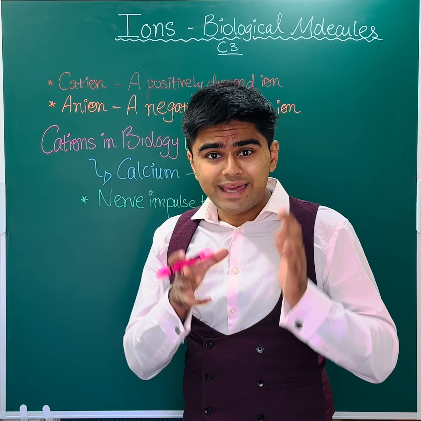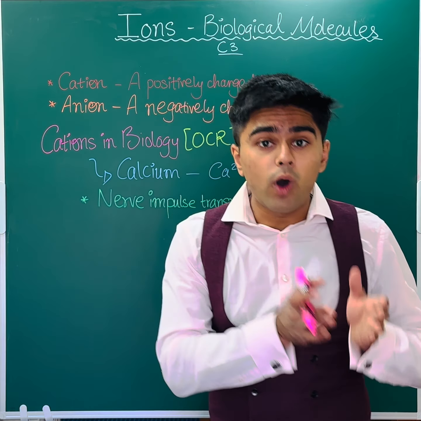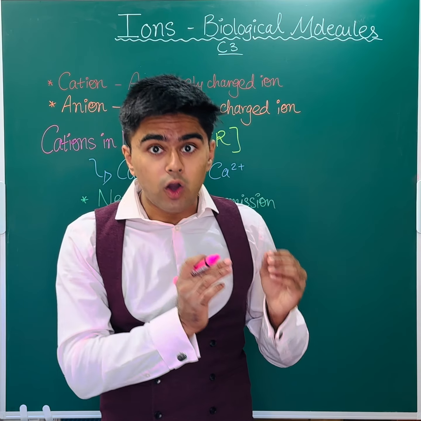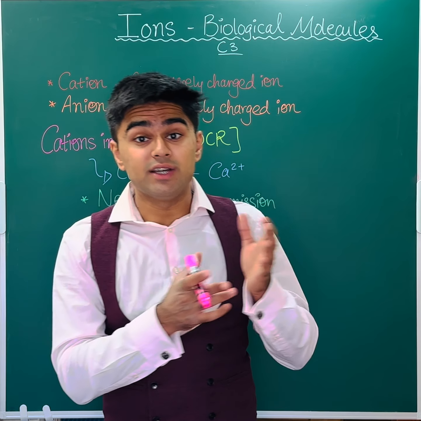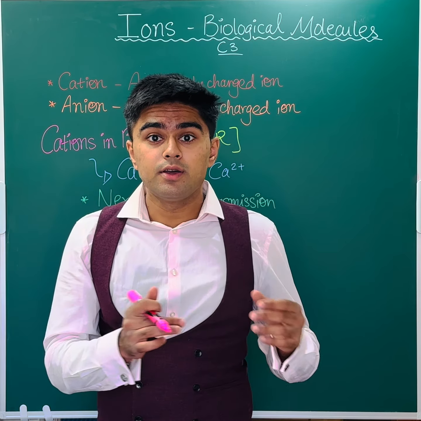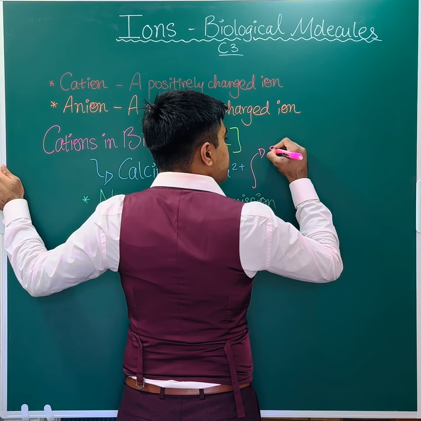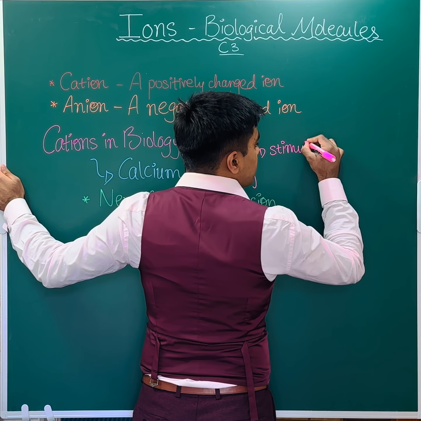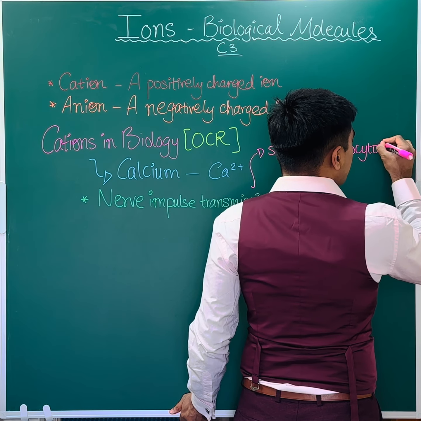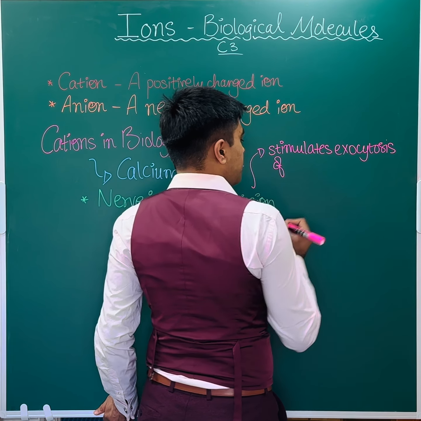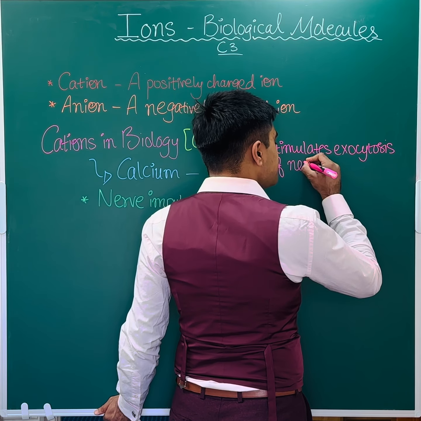So I want you guys to remember, cation, calcium. Calcium leads to nervous impulses to be transmitted from one neuron to the other neuron, because calcium, Ca2+, allows for exocytosis to occur in the neurons. So perfect. So let me just write this down. Stimulates exocytosis, so exocytosis of neurotransmitter.